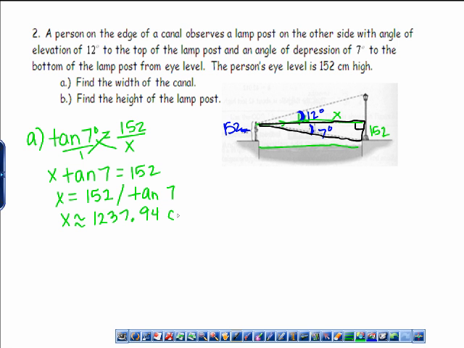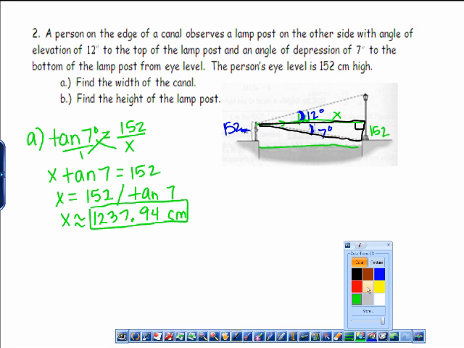1237.94. Let's make sure we got the right units, centimeters, correct. You do not need to change this to meters. You could, it's not necessary though. All right, let's look at part B. I'm going to switch over here to pink. All right, find the height of the lamppost.